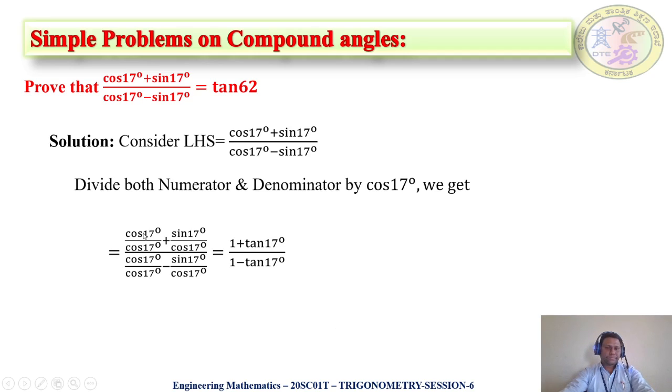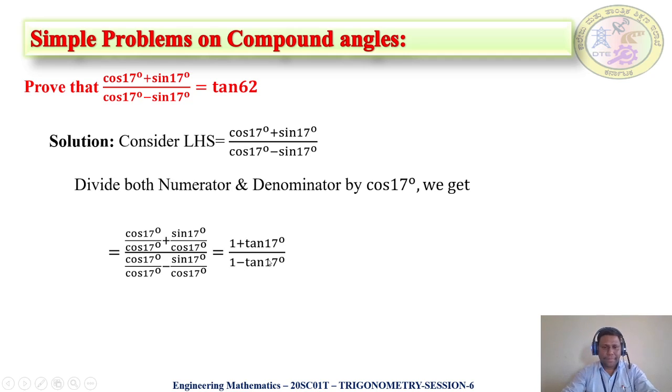We get cos 17 degree divided by cos 17 degree plus sin 17 degree divided by cos 17 degree, whole divided by cos 17 degree divided by cos 17 degree minus sin 17 degree divided by cos 17 degree. That means we are dividing all the values by cos 17 degree. So cos 17 gets cancelled, it remains 1. Sin 17 degree divided by cos 17 degree is tan 17 degree. Again here cos 17 gets cancelled, it is 1, and sin 17 degree by cos 17 degree is tan 17 degree.